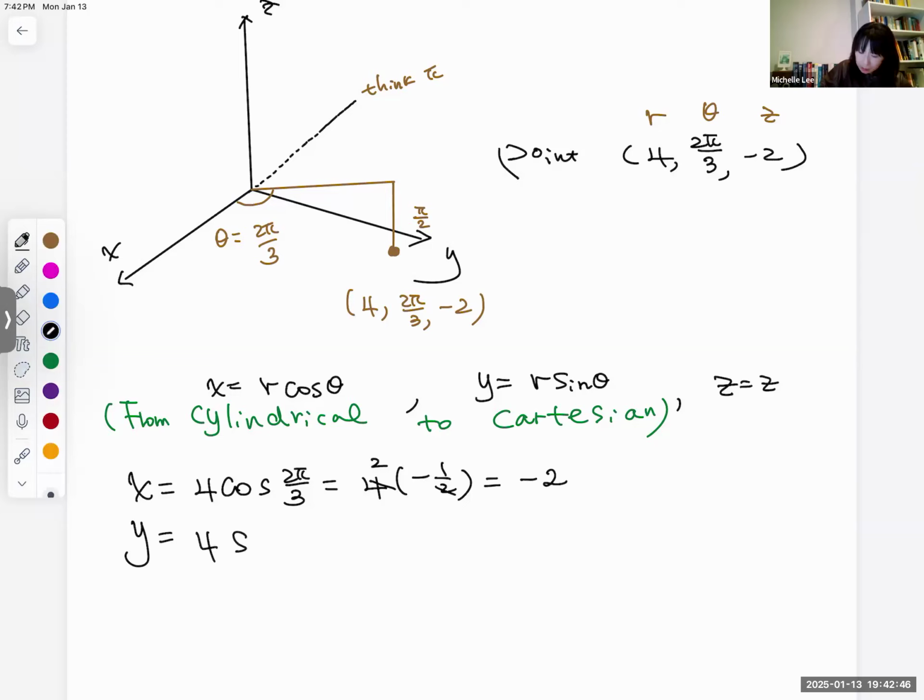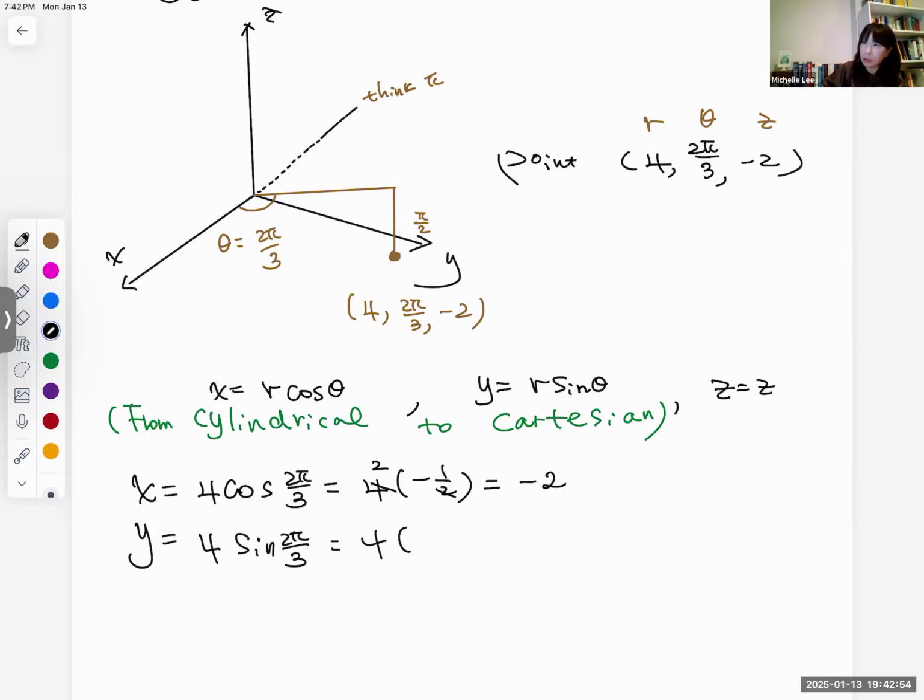So 4 sine 2 pi over 3. Can you please think about what is sine 2 pi over 3? Very good. So square root of 3 over 2. Excellent. So we will get 2 square root of 3, which is, thank you, 3.46. Z equal to negative 2, same as, right?